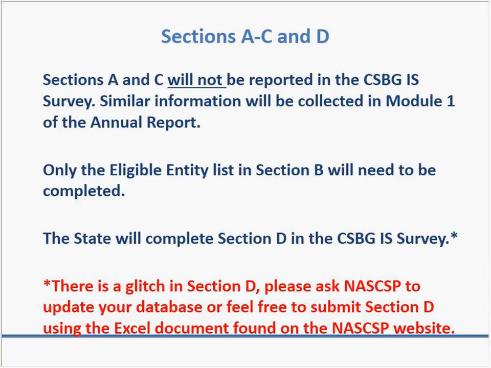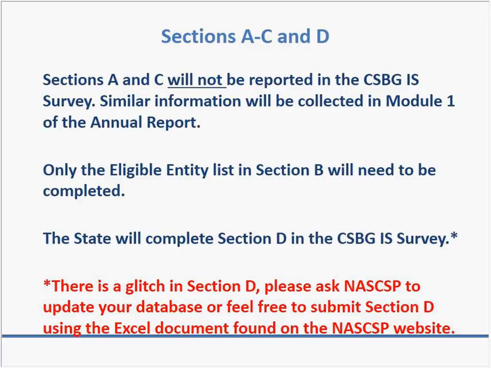Section A through C and D. So A and C will not be reported in the CSBG IS survey. Again, similar types of information will be collected in Module 1 of the new annual report. C does not need to be completed. However, we are asking that the CSBG eligible entity list in Section B is completed. And we are asking this for two reasons. One, if there are any changes to any eligible entities, it automatically populates for your NPIs. And it's also a backup for creating a master eligible entity list moving forward.